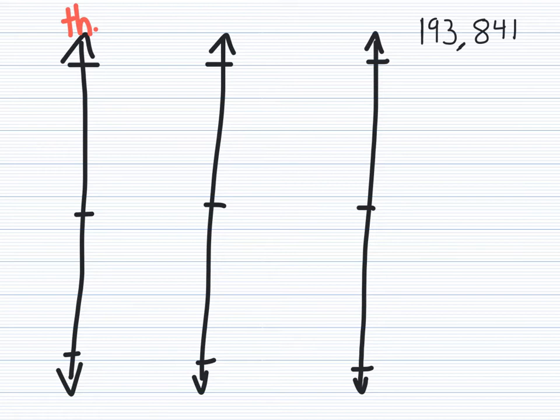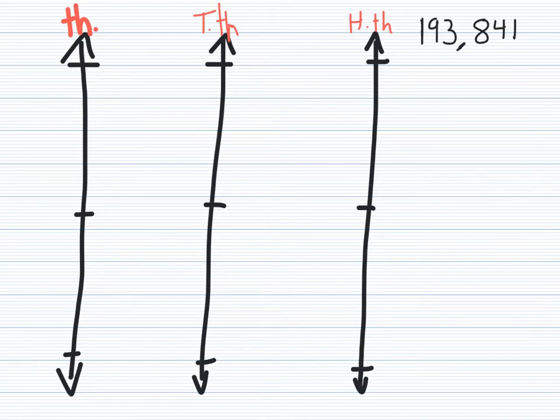Now what we're going to talk about is why we might want to round numbers to different place values. So here I have this number, 193,841. We are going to round this number 3 different ways. We are going to round it to the thousands on this first number line, to the nearest 10 thousandths on this second number line, and to the nearest 100 thousandths on this number line.